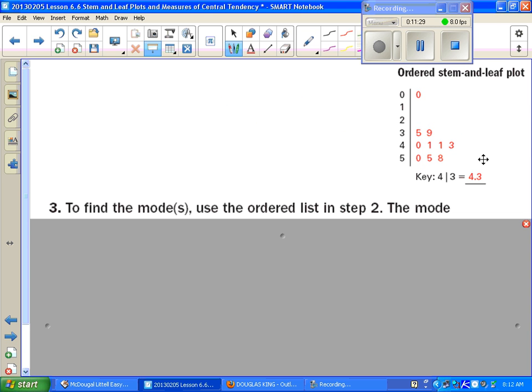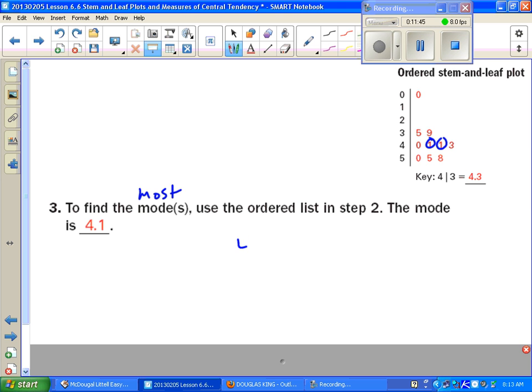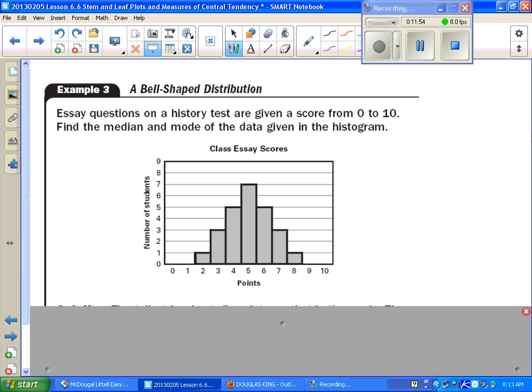And then number 3 is the one that shows up when you see mode, the one that shows up the most. It's not 0.0, 3.5. Just look for the one that has two or more numbers than the rest. This is the only one that shows up more than the rest, 4.1. So 4.1 is the mode. That's usually the easiest one for people to find, especially if your numbers are in order already, 4.1.